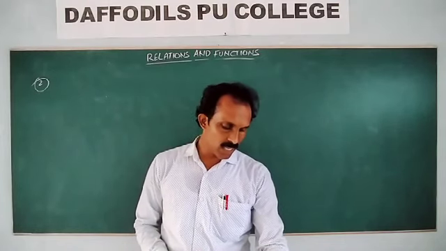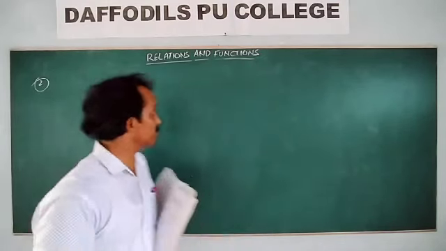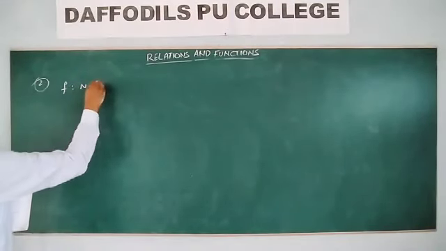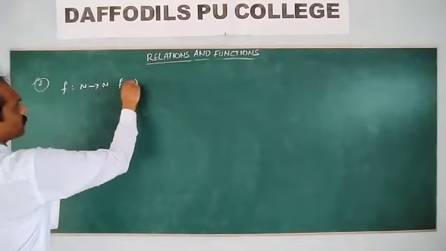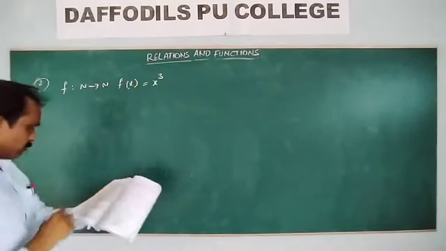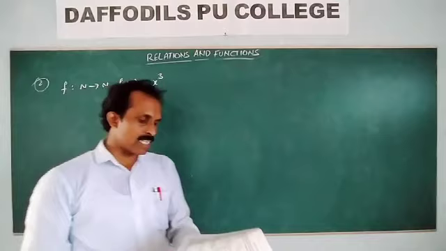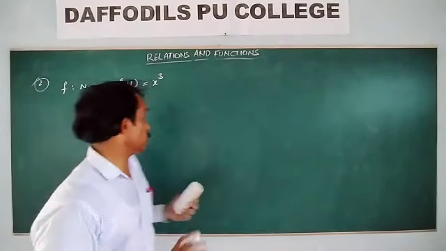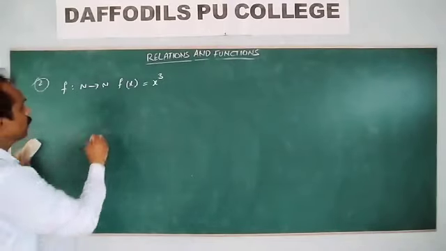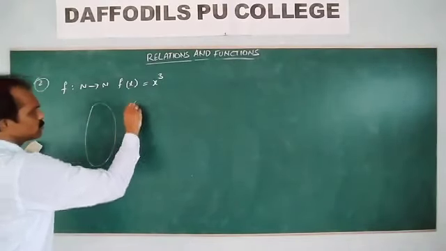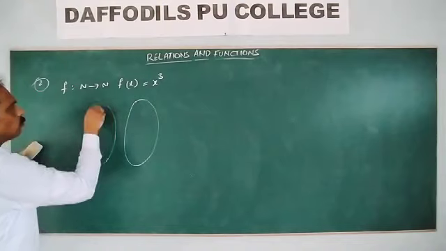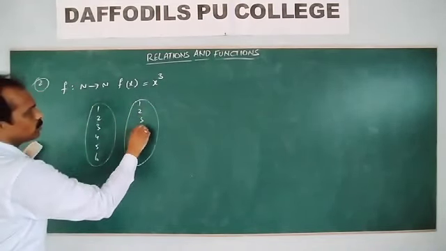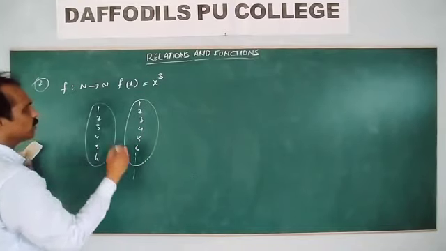Fifth question, we'll see f maps n to n, f of x is equal to x cube. Check the injectivity and surjectivity. Injectivity means one-one and surjectivity means onto. Right. You take an example like this: 1 2 3 4 5 6, and 1 2 3 4 5 6 and so on.